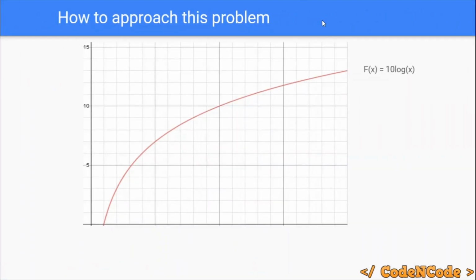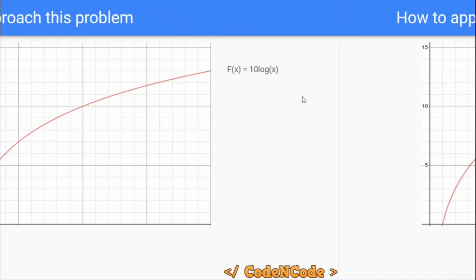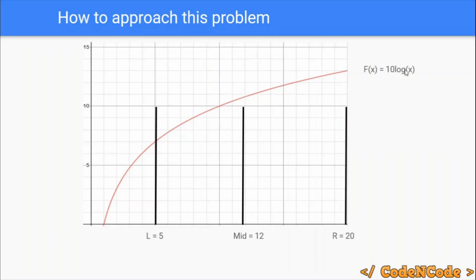Before that, let me explain some of the remaining important concepts of binary search, how we proceed with it. I have plotted a graph for the function log x. The graph looks like this, and log x is a strictly increasing function. Suppose we have to find the smallest x such that f of x is greater than or equal to 10. So k here is 10, right? The given range for us is 5 to 20. So in the range 5 to 20, find the smallest x such that f of x is greater than or equal to 10.